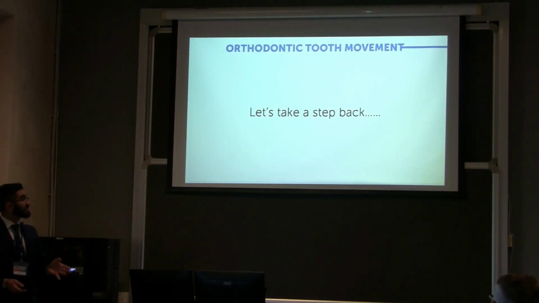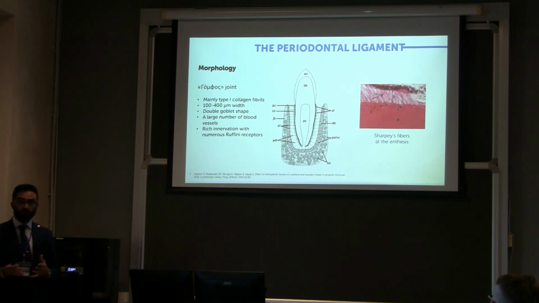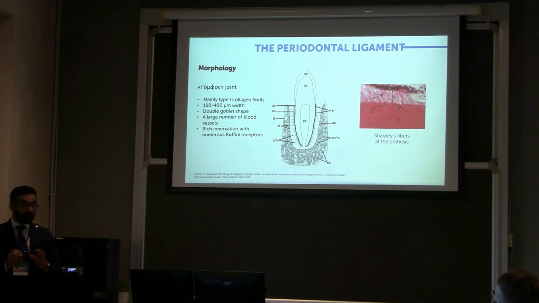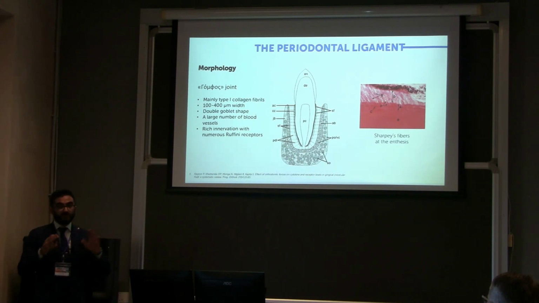So let's take a little step back and have a closer look at this structure. The connection between the tooth and the bone is a very particular kind of joint. It's a unique joint in the body. We call it gomphosis. It's unique because we have a large number of blood vessels and a rich innervation within its joint. This is something that is not happening elsewhere.